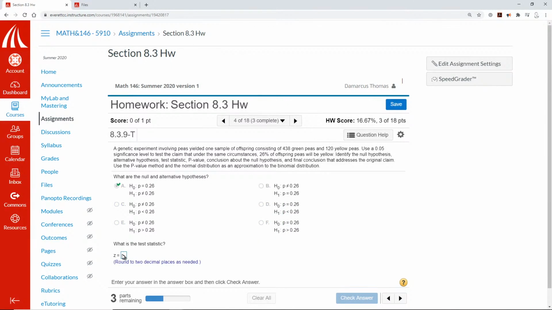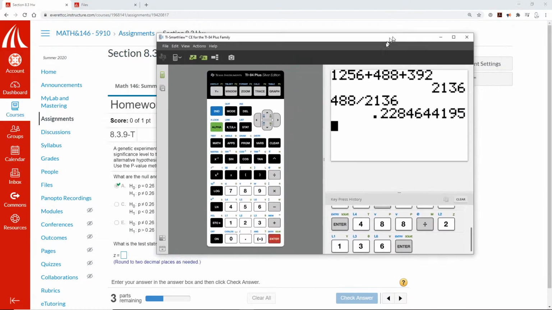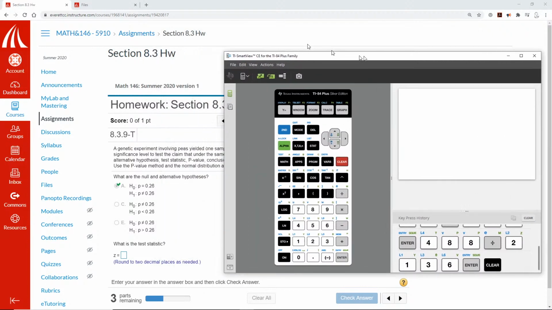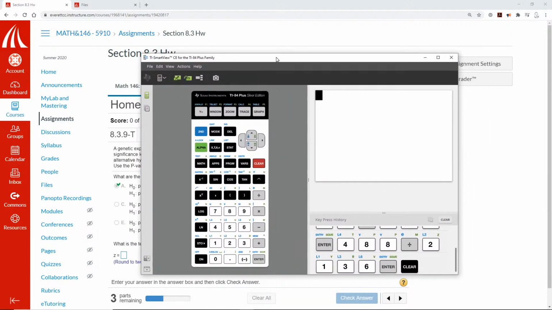And therefore, now the test statistic. In order to figure out the test statistic, we have to do this problem on the calculator. I'm going to show you how you would conduct the hypothesis test on the calculator. This is going to be a lifesaver on the statistics final exam.